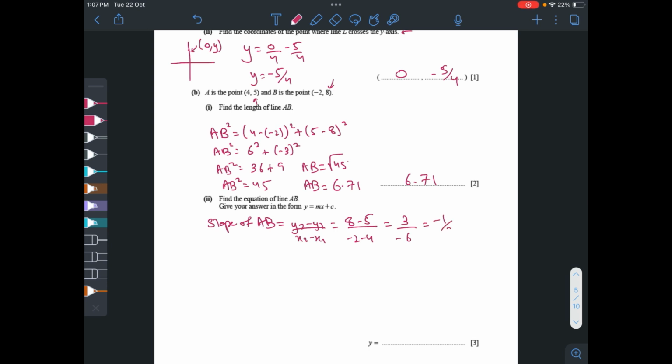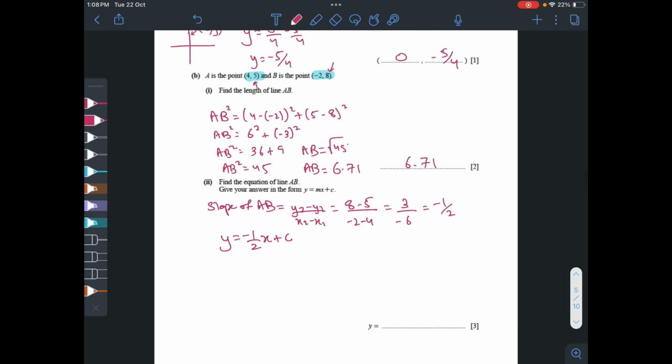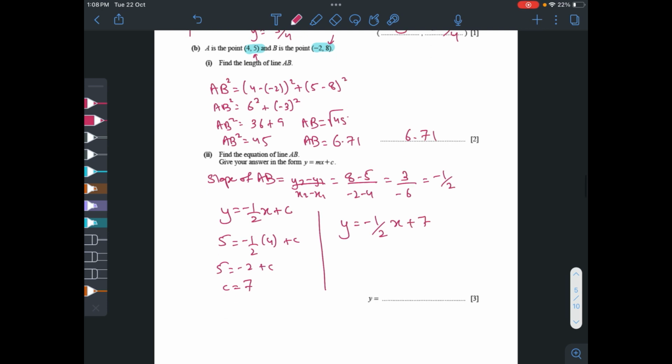That is the slope. Now, in order to find the y-intercept, you have y equals negative 1 over 2x plus c. You can plug in any one of these points. Let's plug in (4, 5). If I plug in 4 and 5, y is going to be 5 and x is going to be 4. So the value of c comes out to be 5 equals negative 2 plus c. c is going to be 7. So your equation of line AB is going to be y equals negative 1 over 2x plus 7. You write it over here, negative 1 over 2x plus 7.